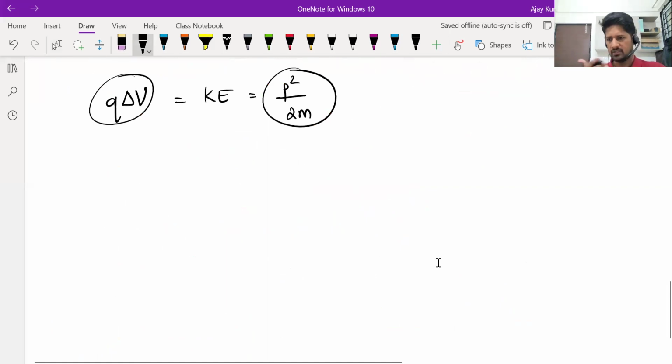Fine. So today I'll send you a worksheet with more questions based on this. You should get used to this. A charge being accelerated by a potential difference is very common. Yeah. Fine.